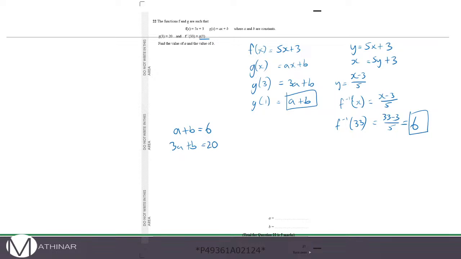So if we do the bottom take away the top, we get 3a take away a, which is 2a. b take away b cancels. 20 take away 6 is 14. And then a is 14 divided by 2, which is 7. So a is 7, and if we substitute that into this first one, 7 plus something is 6. So b is 6 take away 7, minus 1. So the answer is minus 1.